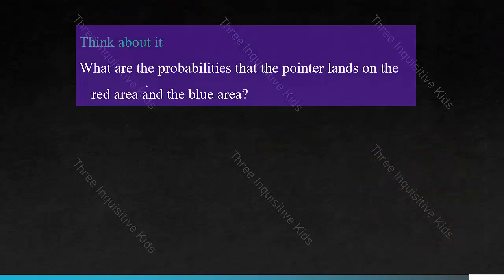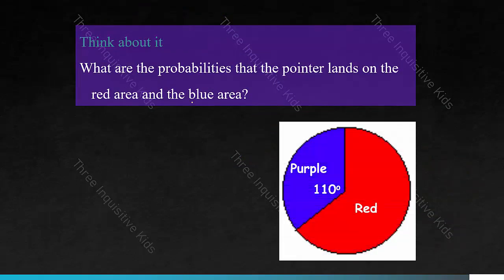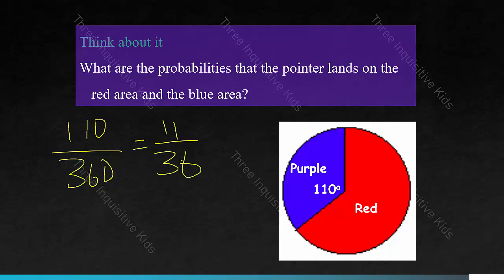What are the probabilities that the pointer lands on the purple area and the red area? But it's still the same thing. What is 110 out of 360? Well, that would be, when you simplify, 11/36. So that's the probability of landing on purple. And then the probability of landing on red is what's left. So 36 minus 11 is 25. So the probability of landing on red would be 25/36.